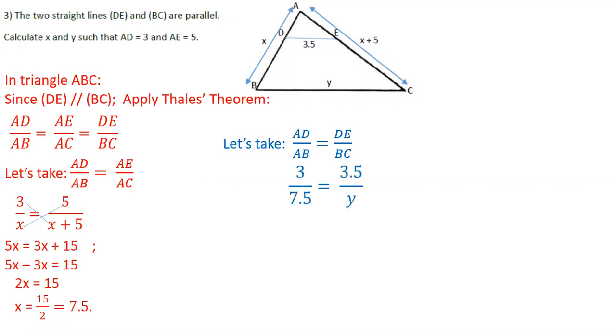We got this equation now. How can we solve this equation, Aline? Cross multiplication. So we cross multiply 3 times y, 3y, and we multiply 7.5 times 3.5, we get 26.25. So we get the value of y by solving the equation. So this was our third question. How was this question, guys? Good. It was simple. Good, easy. It is easy, right? Yeah.